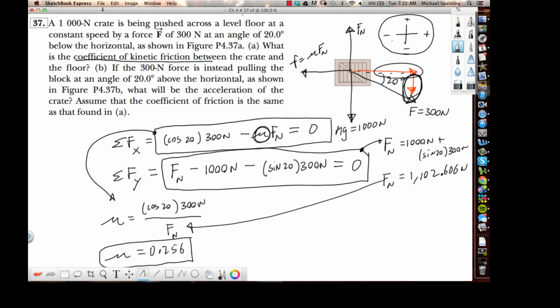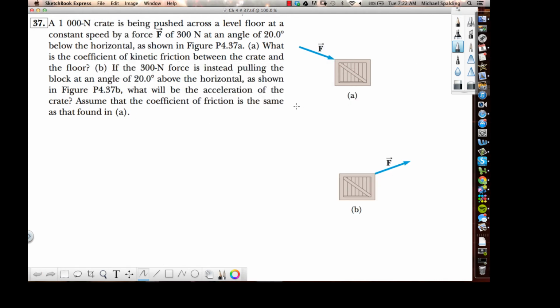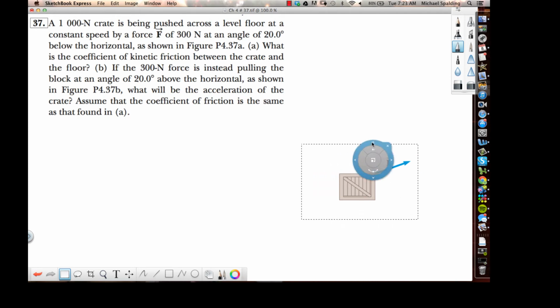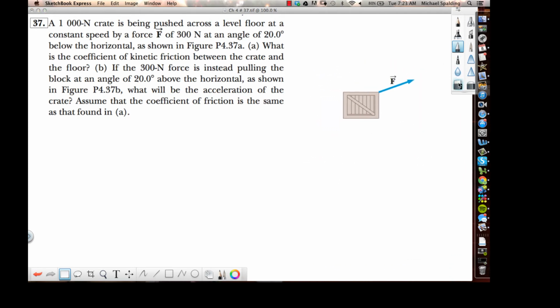Okay, let's go to part B. Can I go back to the original? Okay, so now we're going to focus on part B. So let's get rid of part A. Okay, so we'll do a free body diagram. Move this up here. So I'm going to erase this force again. So in part B, how is the force being applied? Is it being applied downward?